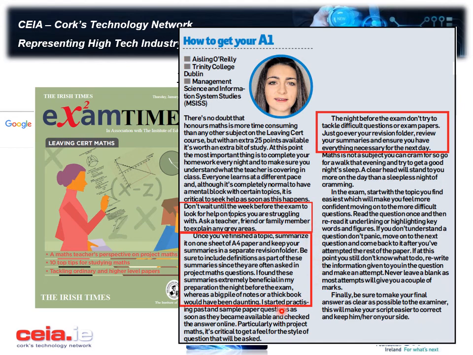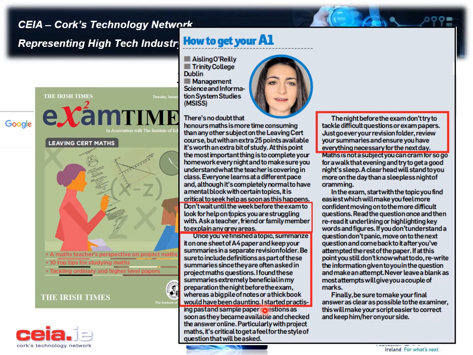It's the next bit that I really want to bring to your attention. Once you finish a topic, summarize it on one sheet of A4 paper and keep your summaries in a separate revision folder. Be sure to include definitions as part of these summaries, since they are often asked in project maths questions. I found these summaries extremely beneficial in my preparation the night before the exam, whereas a big pile of notes or a thick book would have been daunting.